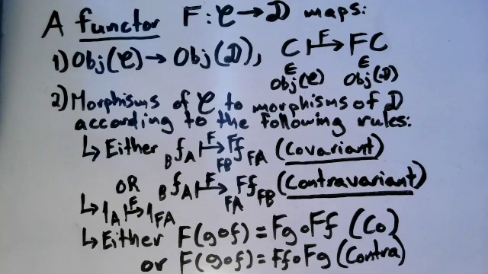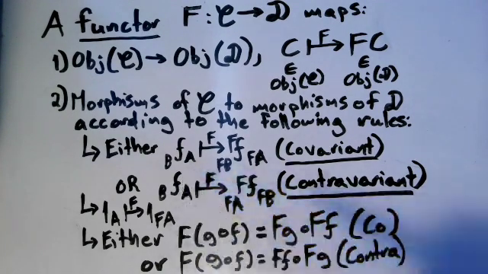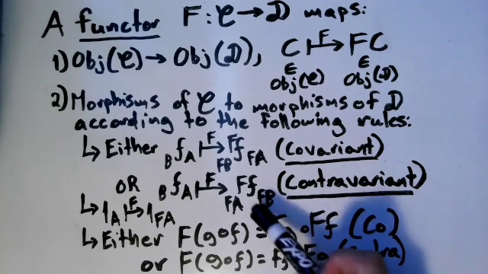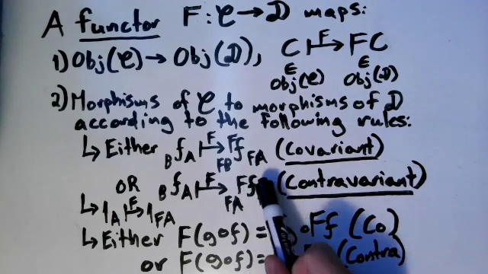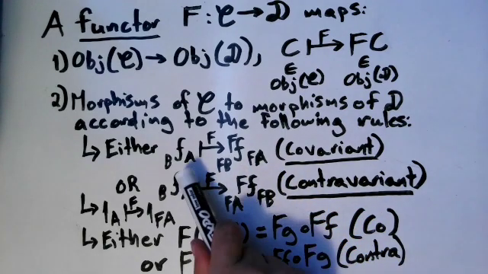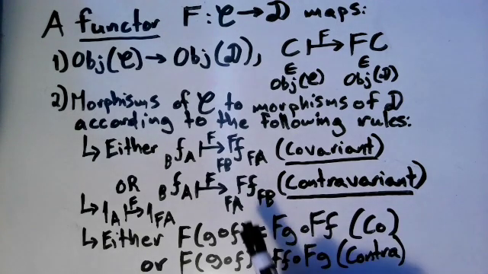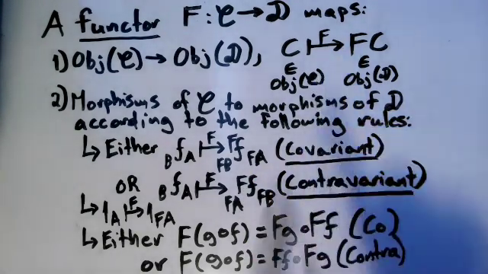One is that we need to choose whether we are using a covariant functor or a contravariant functor. A covariant functor will follow the following rules. A morphism f from A to B will get mapped to a morphism F of f from F of A to F of B. Of course, the morphism f is in category C, and the morphism F of f is in category D.